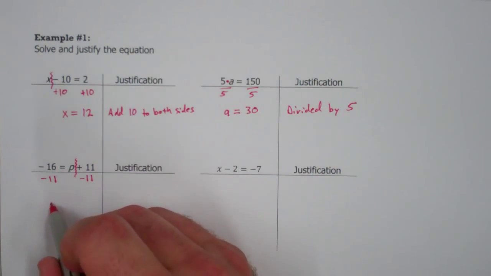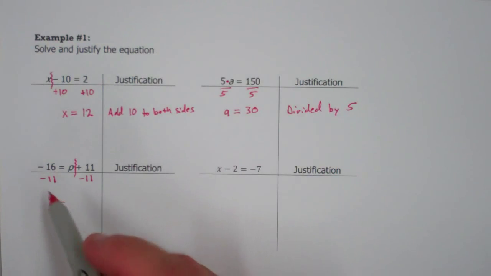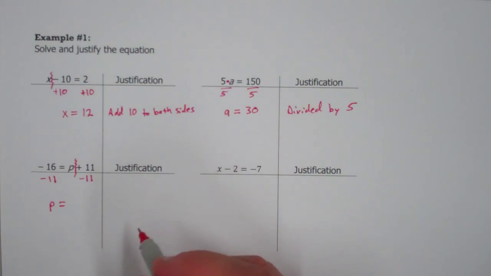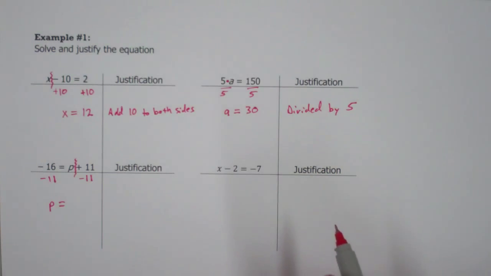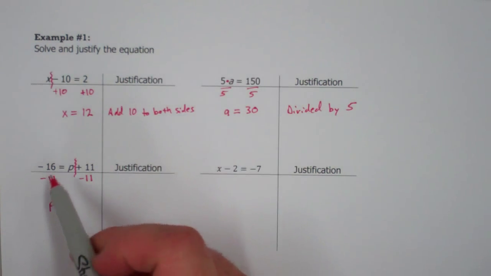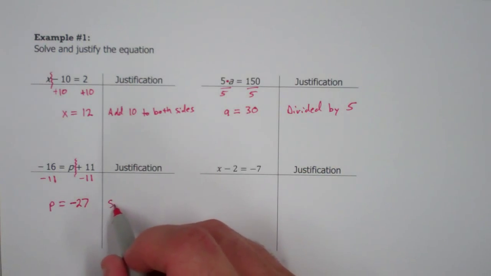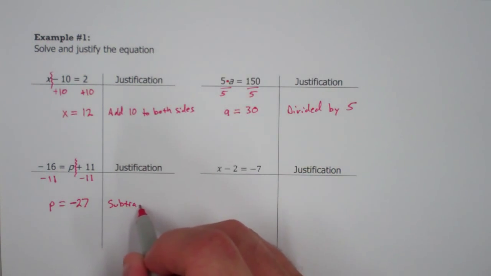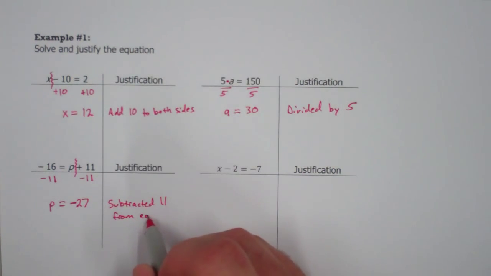I'm going to switch sides. I'm going to put the p over here on the left-hand side. That's normal to write the variable on the left-hand side. And then we'll write negative 16 minus 11 on the right-hand side. These are two negative values, so we're going to see a lot of negatives together. So negative 16 minus 11, that's going to be negative 27. Our justification, we subtracted 11 from each side, or from both sides. If you want to write from each side, that's fine.